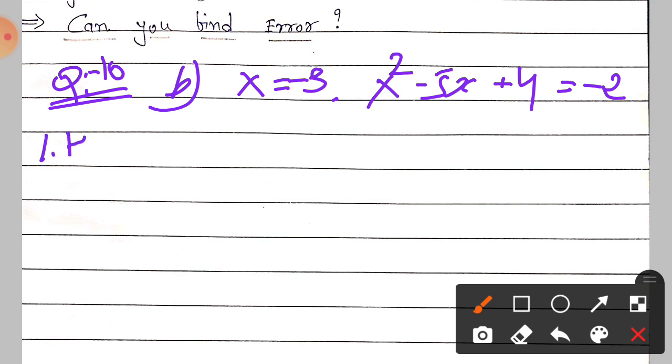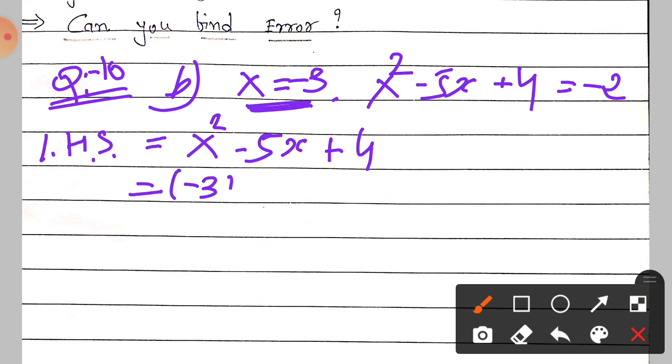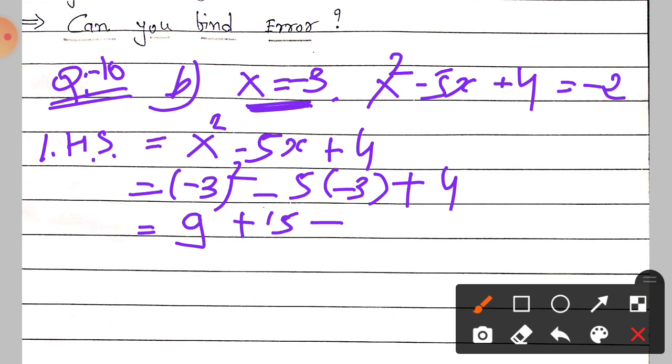Take the LHS first, that is x square minus 5x plus 4. Now we have to put the value of x equal to minus 3 in this expression: minus 3 whole square minus 5 into minus 3 plus 4. Minus 3 square is 9, minus minus plus, 5 times 3 is 15, plus 4. So what will the answer be? 9 plus 4 is 13, 13 plus 15 is 28. So the correct answer is 28, but the question gives minus 2, which means there is an error here.